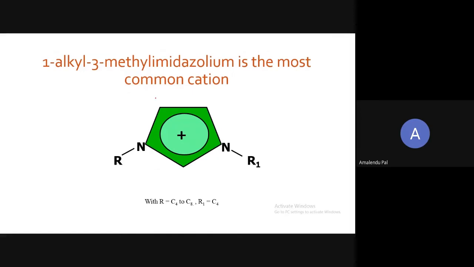Now we are coming to 1-alkyl trimethyl imidazolium, which is the most common cation. We are using the imidazolium cation. I told you this is the most stable compound and its stability is very high, and if the impurity is there, not too much, you can purify very easily. That's how we choose this one, the imidazolium cation.